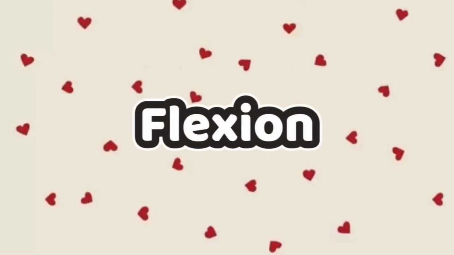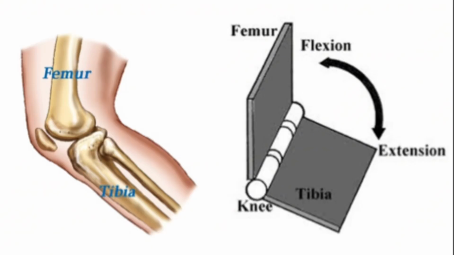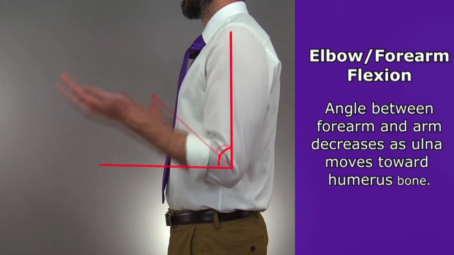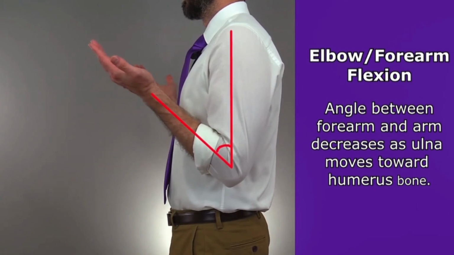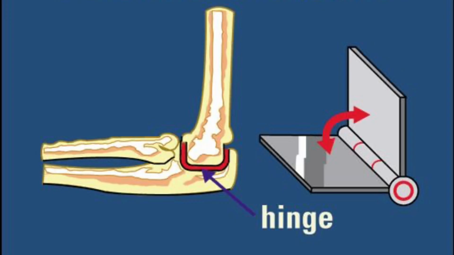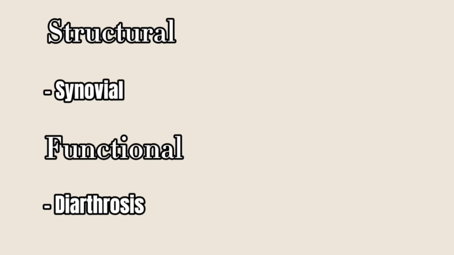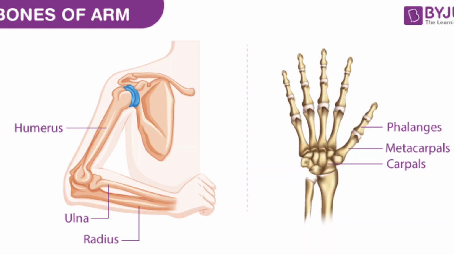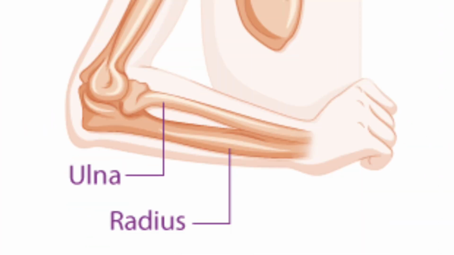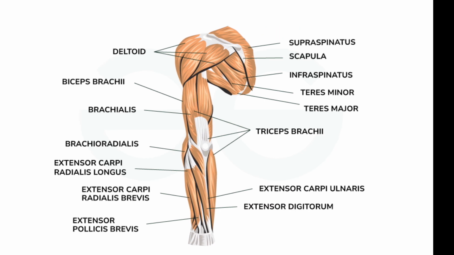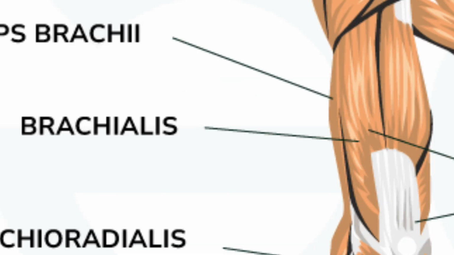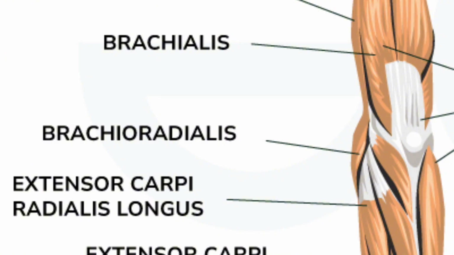The first movement is flexion. It refers to a movement that decreases the angle between two body parts. As we can see in the video, the man is doing it, and a hinge joint is the one being used in this movement. The structural is synovial and the functional is diarthrosis. The specific bones used in flexion are humerus, ulna, and radius. The muscles used in this movement are biceps brachii, brachialis, and brachioradialis.